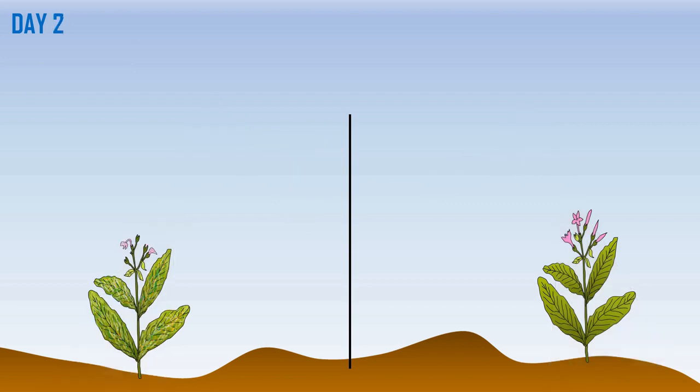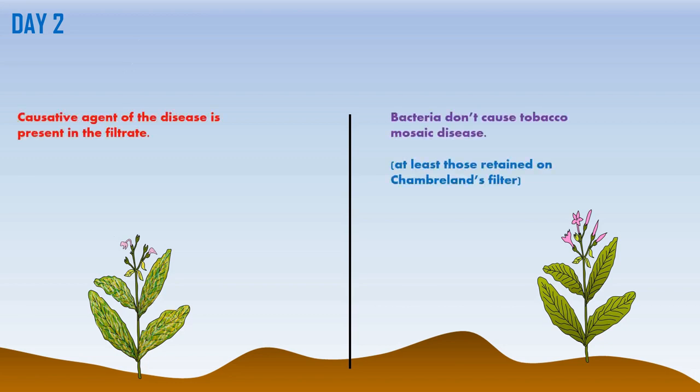On day 2, plants that received filtrate started showing symptoms of the disease. To his dismay, however, plants sprayed with filter-retained bacteria did not get tobacco mosaic disease, even on waiting for many days after application. However, he still thought that it was some previously unknown bacterium, so small in size that it passed through the filter. Failing to find the causative agent, he got disinterested in the work and eventually abandoned it.